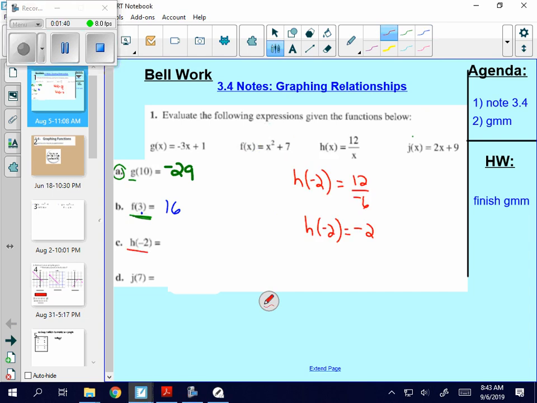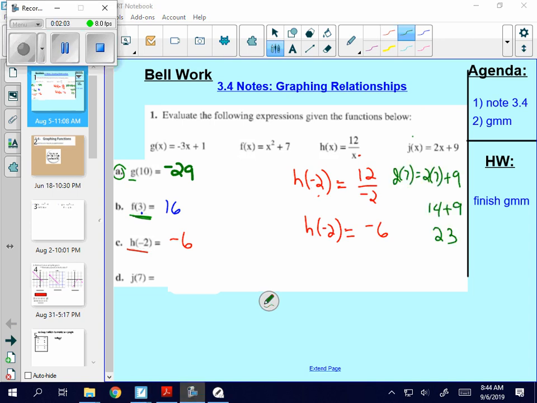For h of negative 2, when I plugged in negative 2 for x on h of x, 12 divided by, oh, and I copied that down wrong. There we go. So when I plug in negative 2 for my x, I've got 12 divided by negative 2, and out comes negative 6. So when you do the last one, again, pause, please. When we plug in 7 for x on j of x, 2 times 7 is 14, plus 9 is 23, and out comes 23.